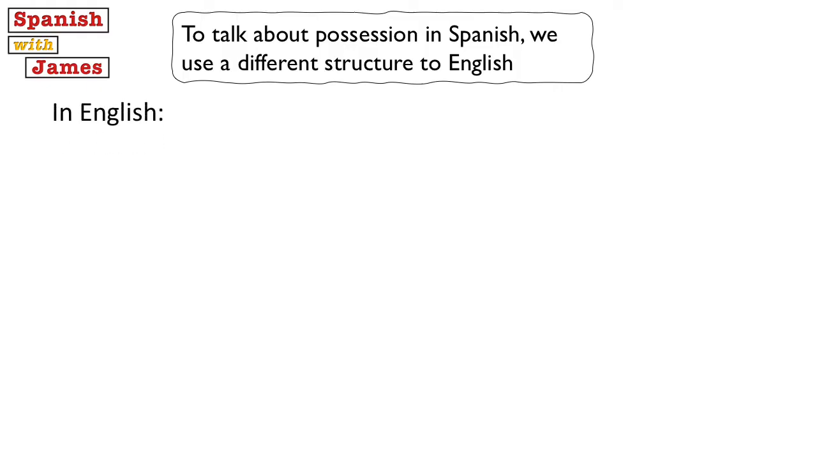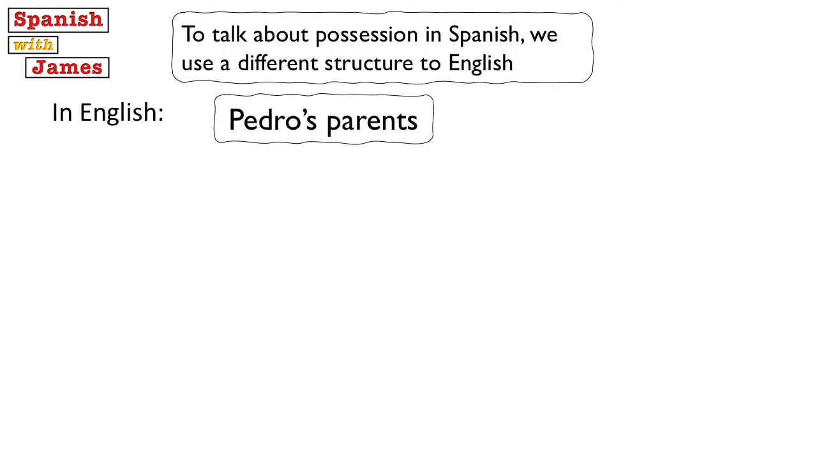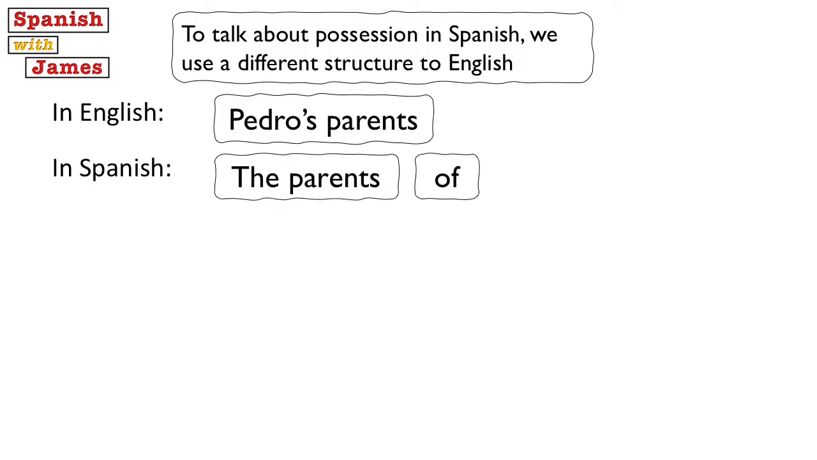So in English, we're used to seeing apostrophe S to show possession, like Pedro, his parents. If we want to describe his parents, we need to say Pedro's parents. Apostrophe S shows that those parents belong to Pedro. In Spanish, the apostrophe S just doesn't exist. So we need to say the parents of Pedro. So it's a bit more long-winded, but this is the structure we need to use.